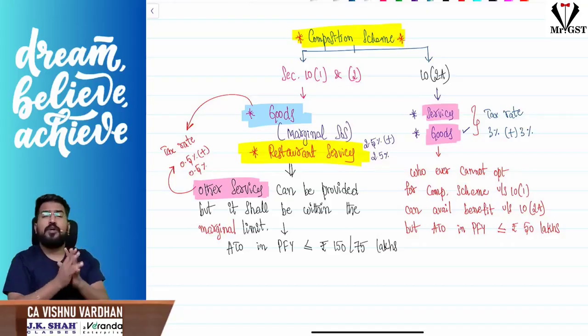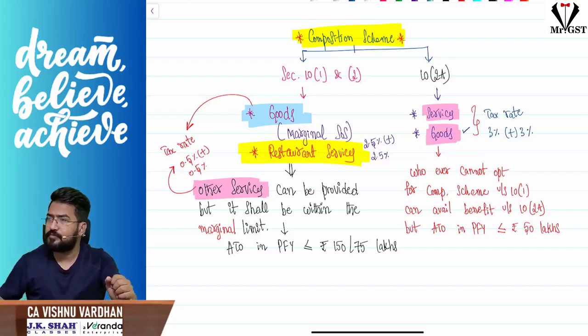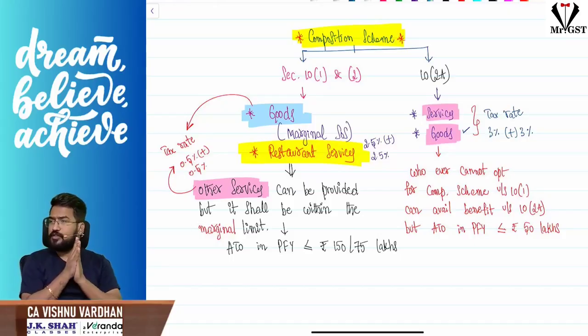If you are in a special category state, then the threshold limit is 75 lakhs, not 150 lakhs. So that is the concept.